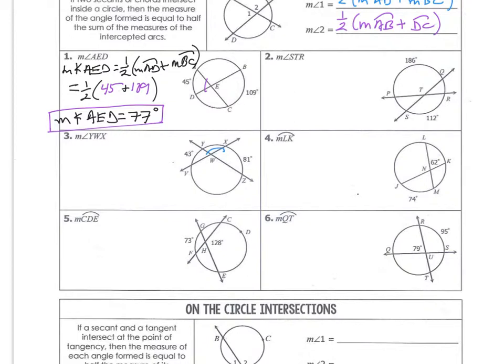Do you want me to go through and solve it with you? Yes? Okay. So which way would you like to do it? Do you want to find this supplementary angle first and then subtract it from 180 to get your final answer? Okay, we can do that. So then let's find the measure of angle YWV. It's equal to 1/2 times 43 plus 81.